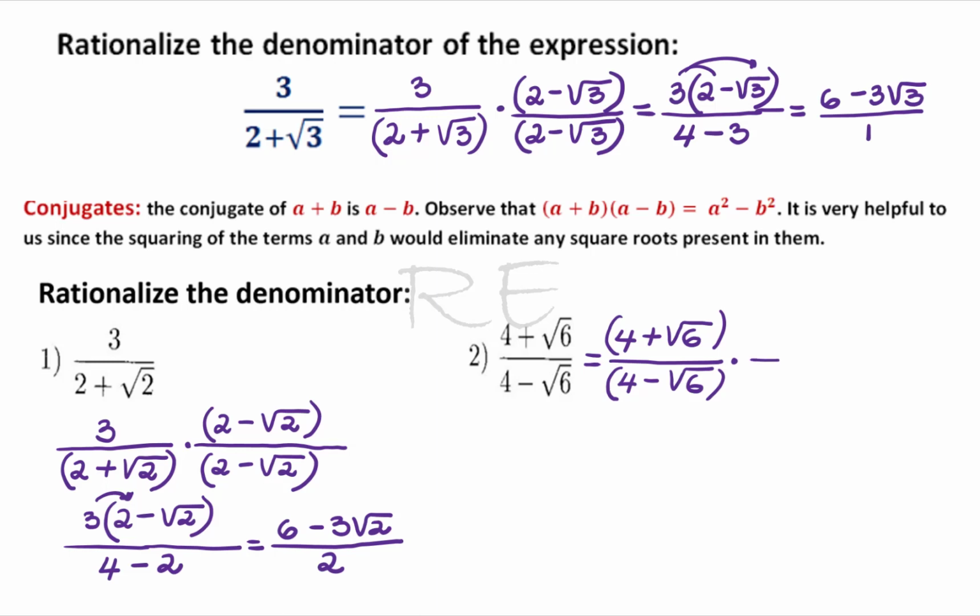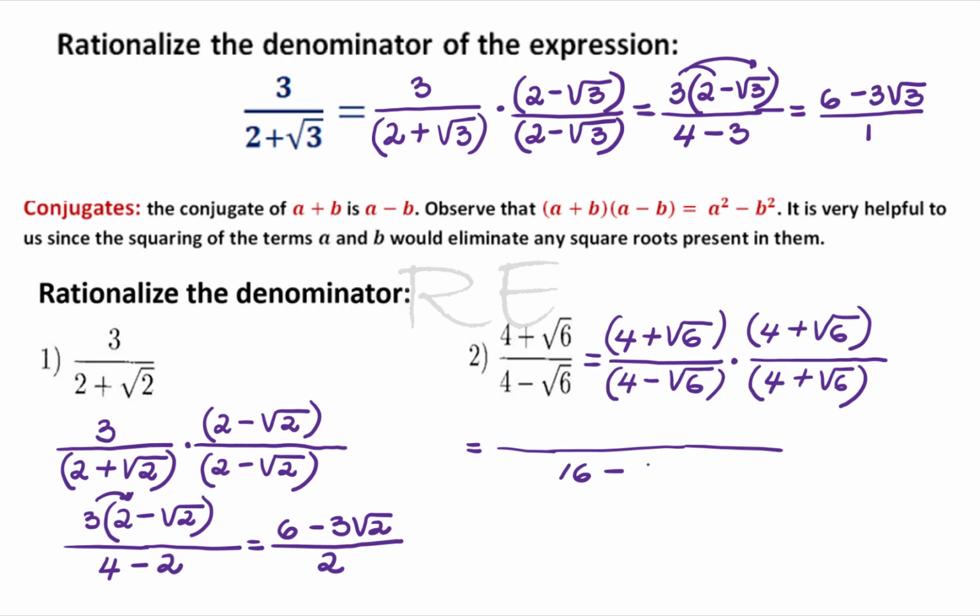To rationalize 4 plus square root of 6 over 4 minus square root of 6, we will multiply the fraction by the conjugate of the denominator, 4 plus square root of 6 over itself. Notice that the denominator is easy to calculate. It's 4 squared, which is 16, minus square root of 6 squared, which is minus 6.